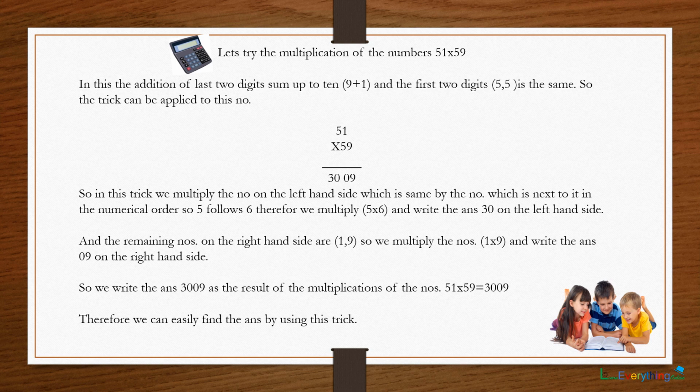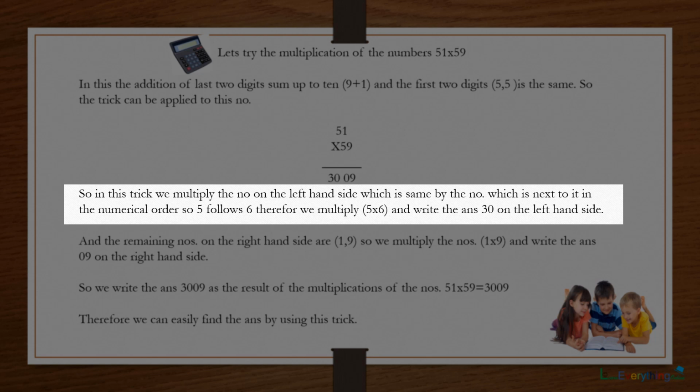So what we have to do for this trick is, now the number which is common is 5, right? The digit which is common in both the numbers is 5. So after 5, which number comes in the numerical series? 6. You're right. So 5 multiplied by 6 gives us 30. As 5 is on the left hand side in the question, so the answer 30 will also be on the left hand side of the answer.